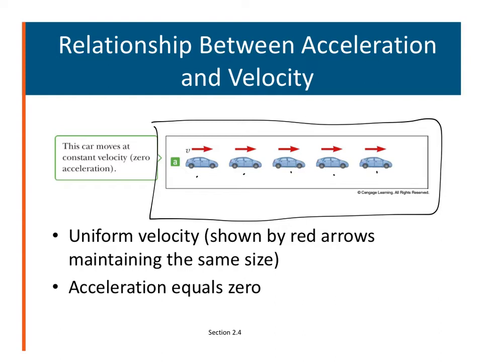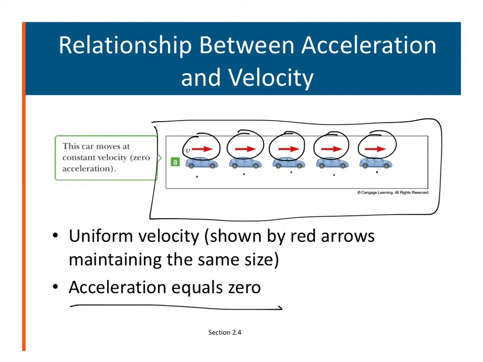If we notice in this one, all of these velocity vectors are the same size. So that means the velocity is constant. It's uniform. It is not changing. It's the same direction, same magnitude throughout this picture here. So what that tells us about acceleration is that the acceleration is zero, because there's no change in velocity.